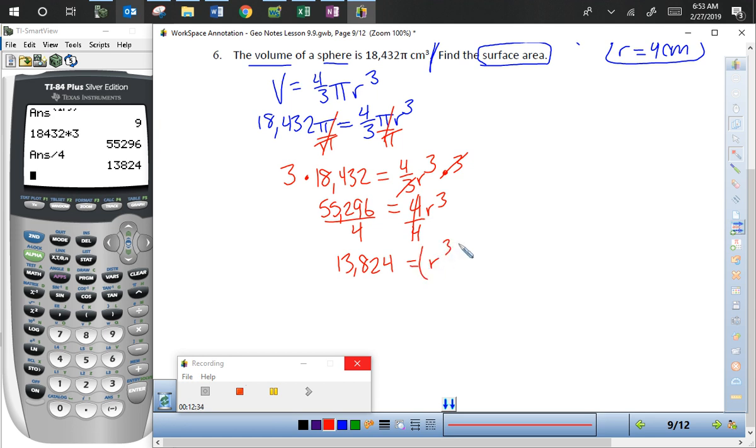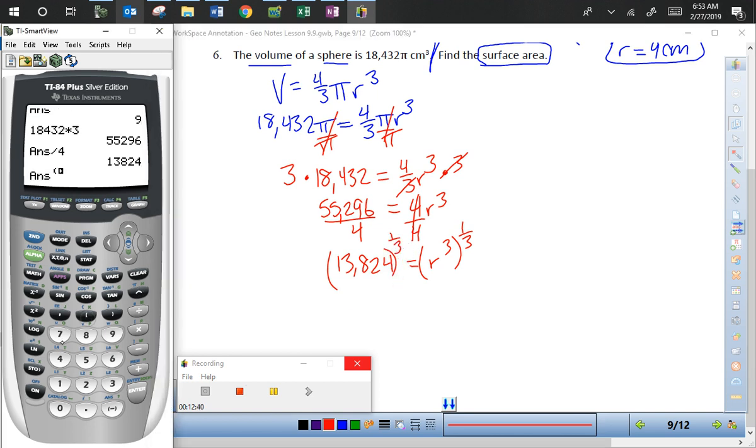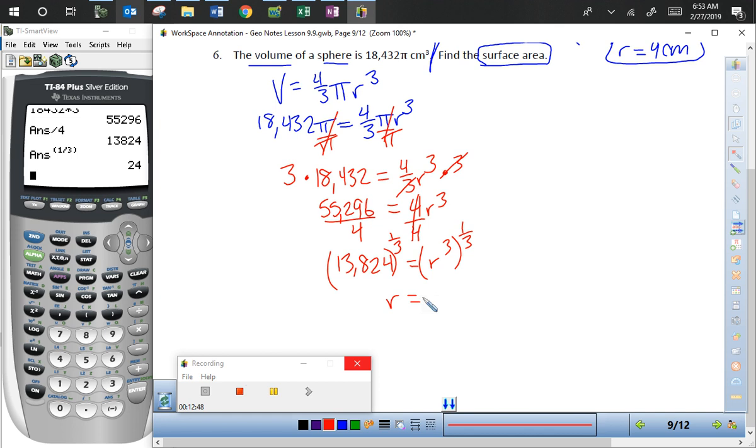Okay, then we're getting rid of this to the 3rd power, raising it to the 1/3. Remember parentheses 1 divided by 3. So r equals 24, and our label on this is centimeters. Now that was just our first step. Now it wants us to find the surface area, but once we find this, it's pretty easy.